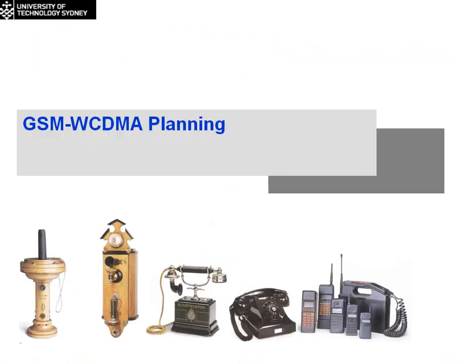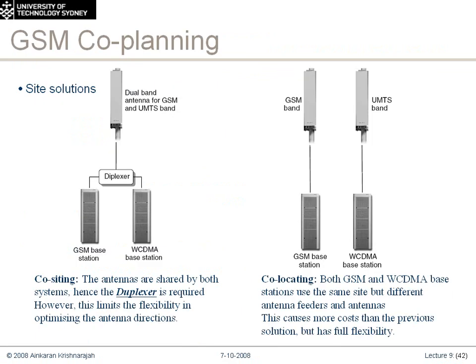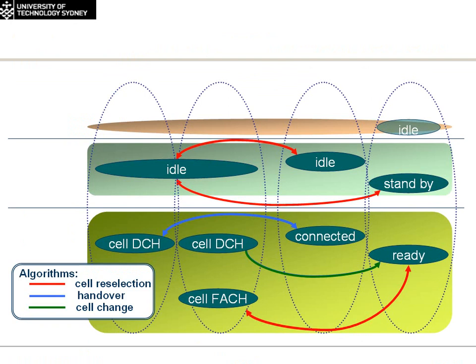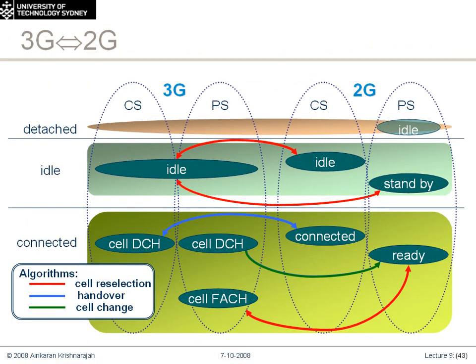So what I might do is I might move on to the next and the last, or the second to last section, which is the GSM wideband CDMA planning part. And all I'll simply do is take you to slide number 43. So in slide 43 here, what we're showing is two networks that are coexisting, a 2G and a 3G network.